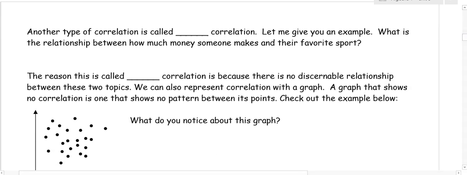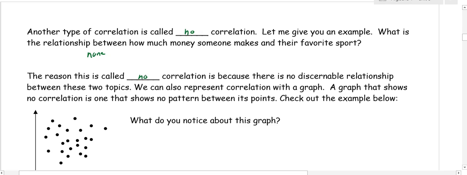So the third type of correlation that we have then is a no correlation. So a no correlation would be like the relationship between how much money someone makes and their favorite sport. There is none in this case. So the reason that it's called no correlation is because there's no discernible relationship between these two topics.